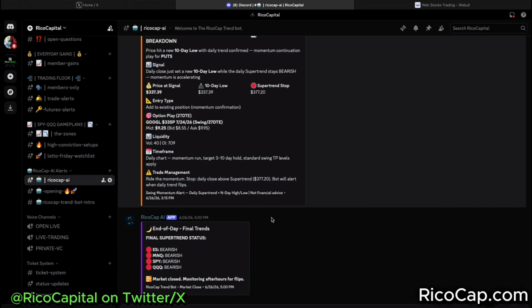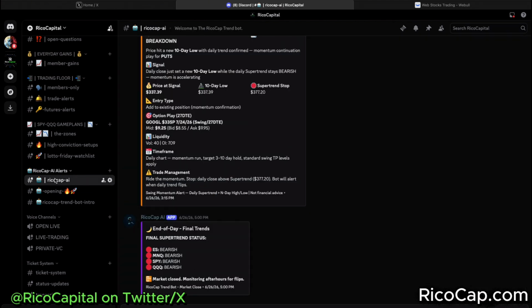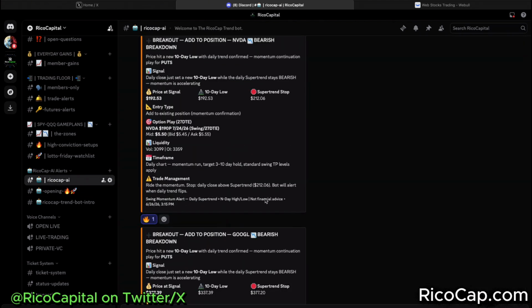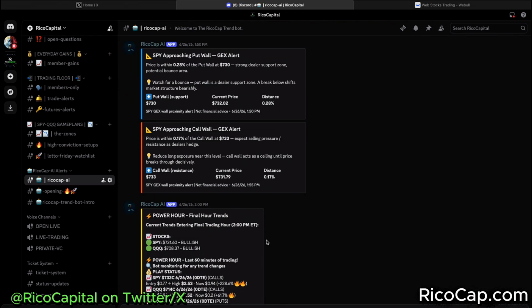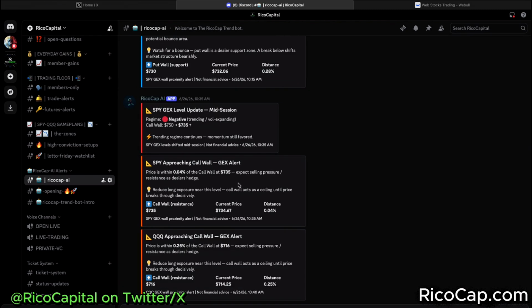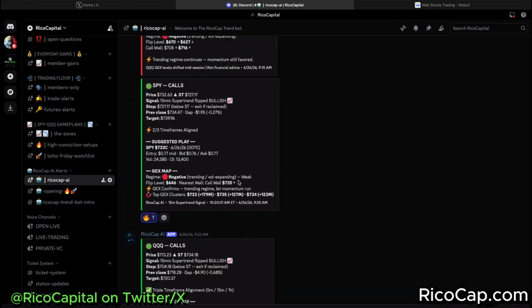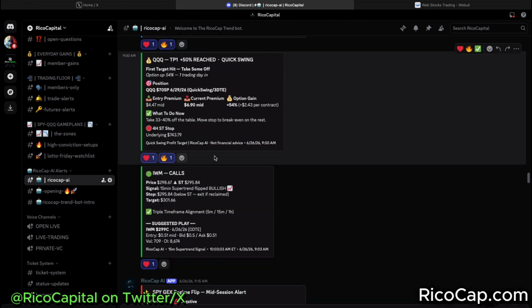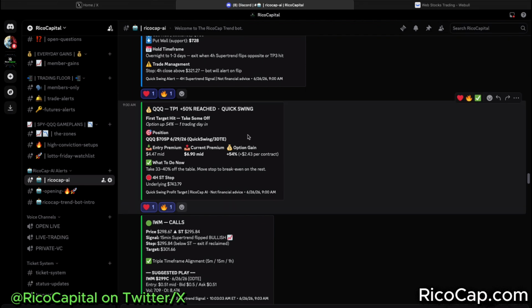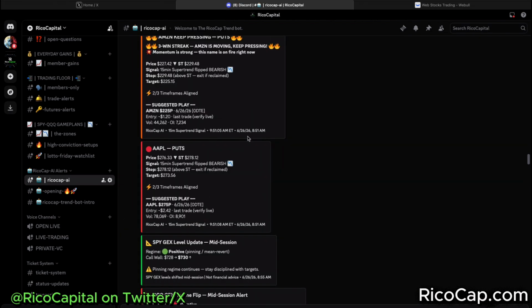So let's get into the actual RicoCap AI alerts here and how we can make money on this. One of the first things I want to go over is what's going to happen right at open. What it's going to be giving you is a lot of updates.